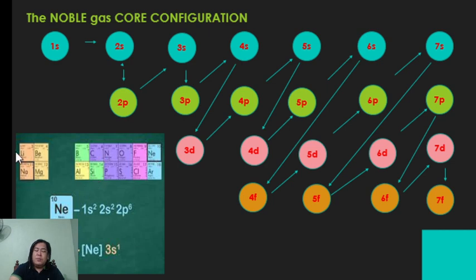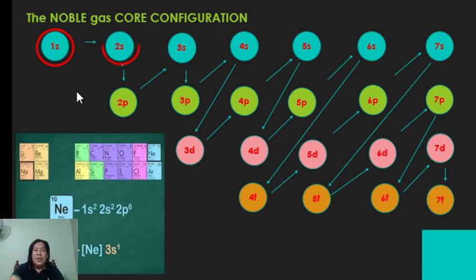Okay, so in this period, the period 2, ang dulo niya is neon. And then followed by period 3, ang dulo naman niya ay argon. In identifying the electron configuration, this is the electron configuration of neon. 1s2, 2s2, and then 2p6. That is for neon. Pero kung gagawin nyo yung sodium, okay, and then you will get the noble gas core configuration of sodium, you will write it as neon, and then yung bracket, then 3s1.